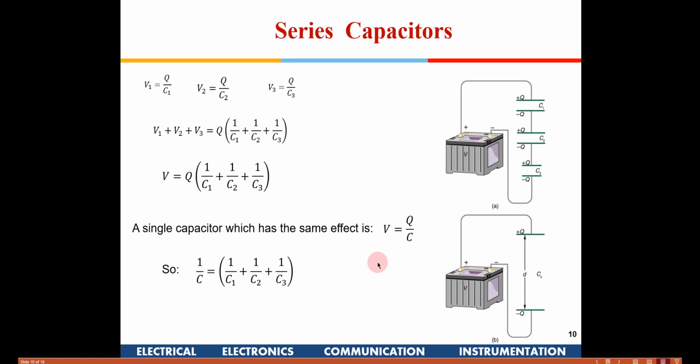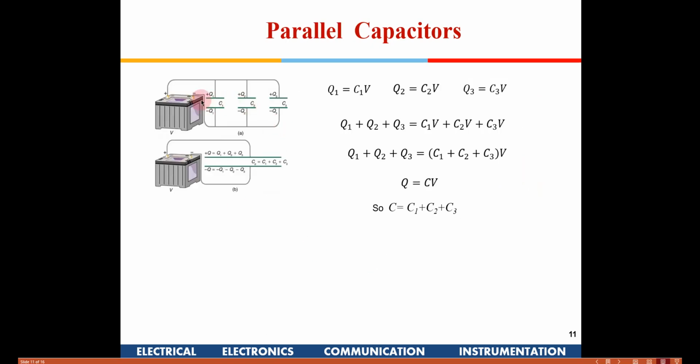Okay. Yes, sir. So now similarly we can have a parallel capacitance. When we connect in parallel, the voltage remains the same on all three. The capacitances are different. So if the voltage has to remain the same and the capacitances are different, then the only variable which can change is the charge. So depending on the capacitance, the charge accumulated on these three capacitors will be different. So Q1, Q2, Q3 will be different.